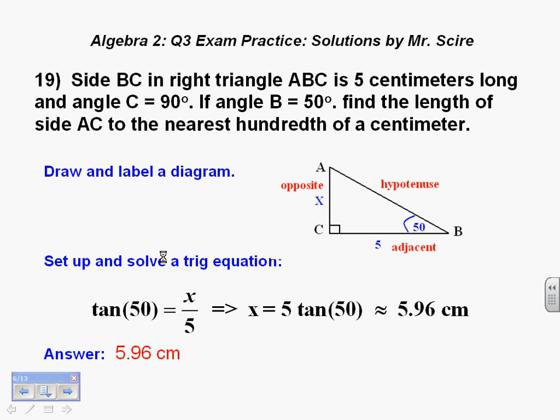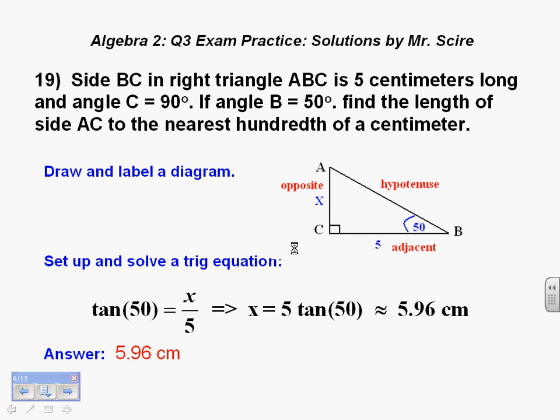Okay, let's go on to number 19. 19 is a trig problem. We're given a right triangle. We're told that the right angle is at C. We're told that angle B is 50 degrees. We're told that side BC is 5 units, and we're asked for the length of AC.